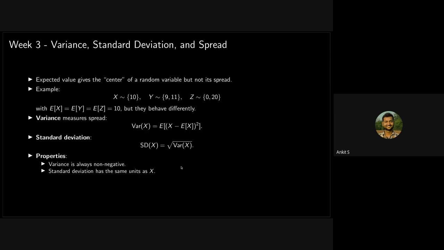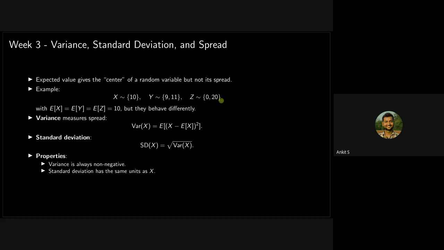Okay, now after understanding expected value, we need to understand spread. By spread I mean quantities like variance and standard deviation. I think all of you know these things very well, but we will just describe them in terms of random variables very fast. The expected value is a kind of center of a random variable. But for different kinds of random variables this value can be the same. For example, this is a random variable x which only takes value 10, and y takes values 9 and 11 uniformly.